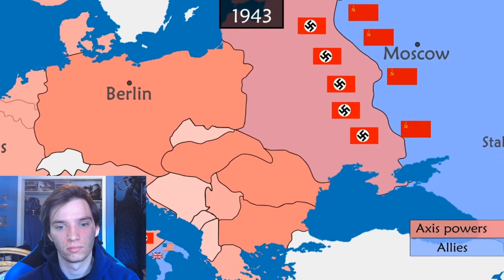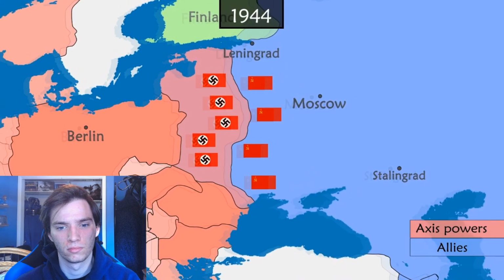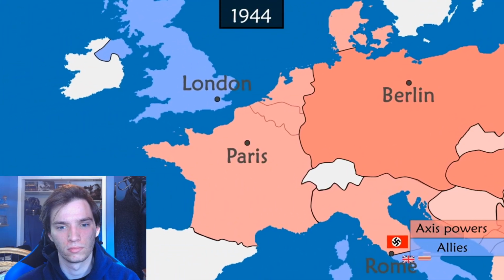The USSR advances rapidly westward, forcing the German army to concentrate on that front. On June 6, 1944, the Allies landed.